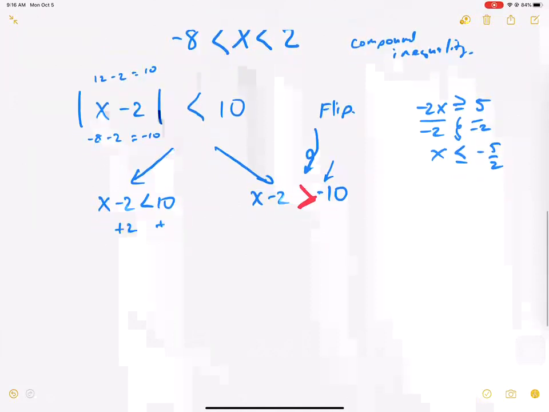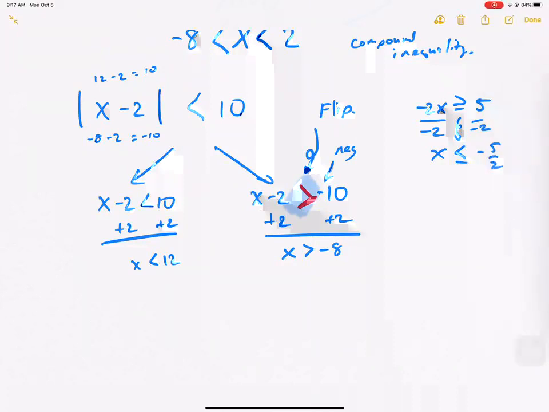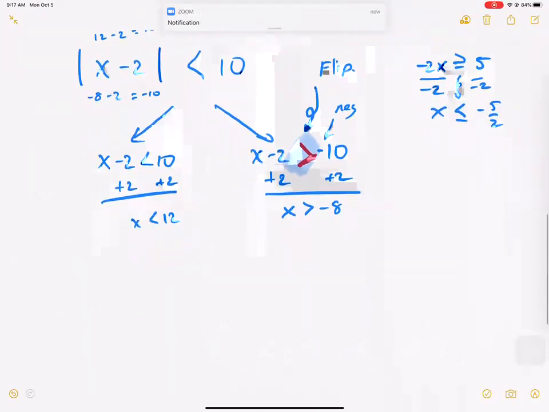Add 2 to both sides. X is less than 12. X is greater than negative 8. So again, the big takeaway is this inequality here. If you guys worked on the absolute value signs before, it wasn't that hard. You just had to remember to put a negative here on one of the two versions. Our inequalities make us have to add another aspect to that by flipping that inequality.